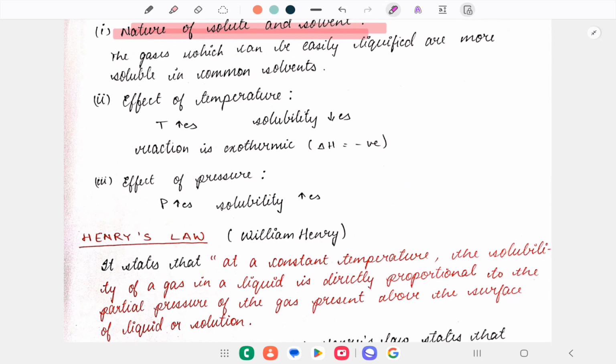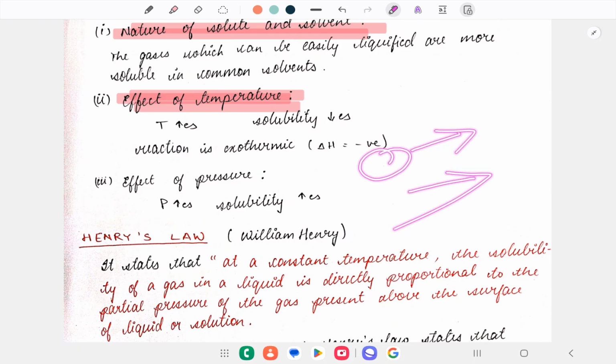Next is the effect of heat, or the effect of temperature. If it increases, then the solubility will reduce, and the reaction is exothermic. That means the change in enthalpy is negative. It happens because when a gaseous solution is heated, the molecular motion of the gaseous particles increases. As a result, some molecules escape out of the solution.